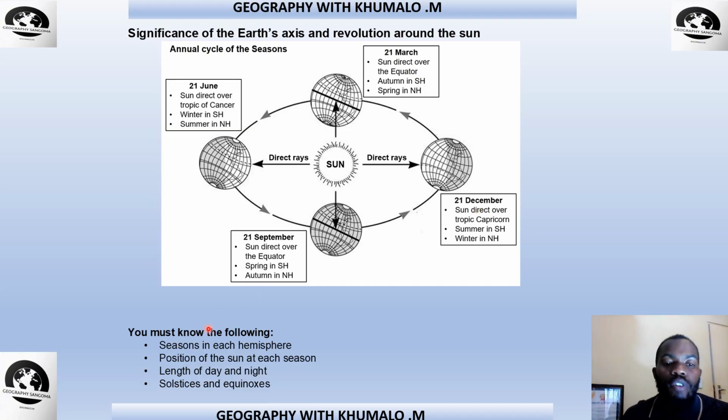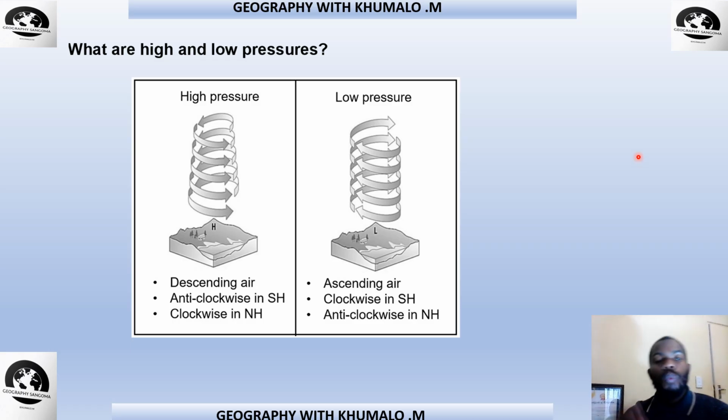So you must know the following: the season in each hemisphere, the position of the sun at each season, the length of day and night, and solstices and equinoxes, in order for you to be able to answer questions relating to this content. Then we go to the beginning of global air circulation.